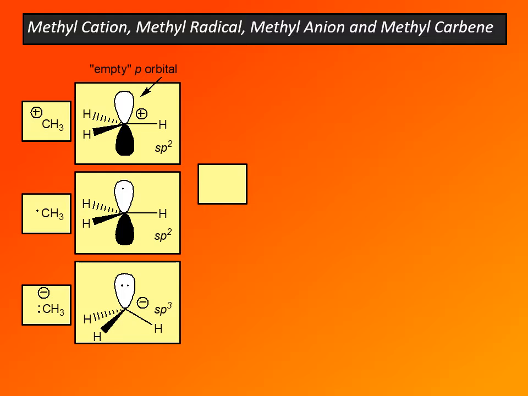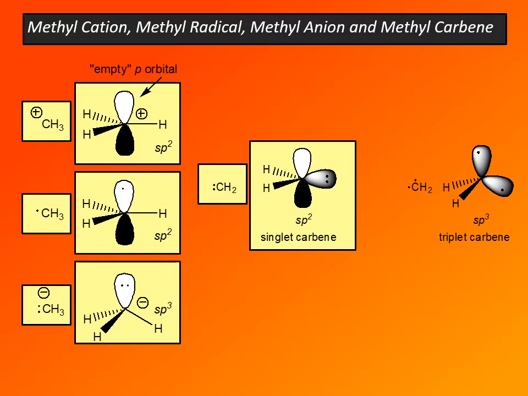Finally, we have carbene species. They are much less common and they are not encountered much in this course. So carbene is carbon that forms 2 bonds to hydrogens and has 2 electrons. So it is not a charged species. Carbene could exist in 2 forms.